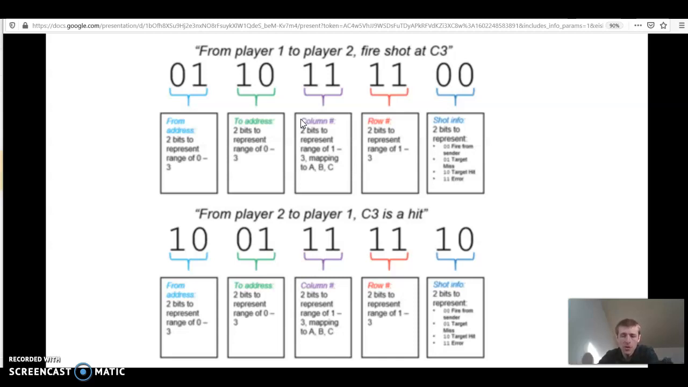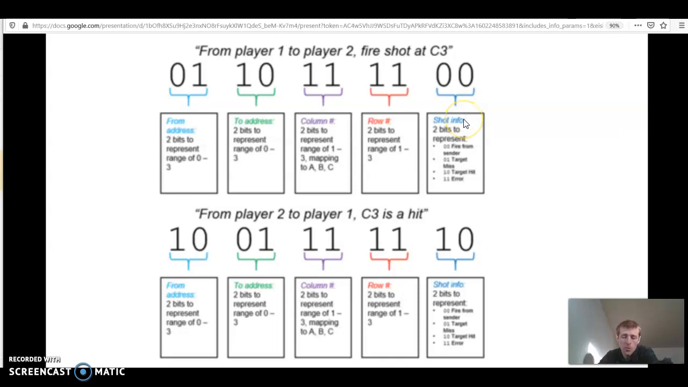So, for instance, this would be an example of a really short message you could send using binary to communicate information. So, for instance, you could have two binary numbers representing who the message is from, then two, the column, the row, and then some information that you're trying to send. That would be one way to do it.